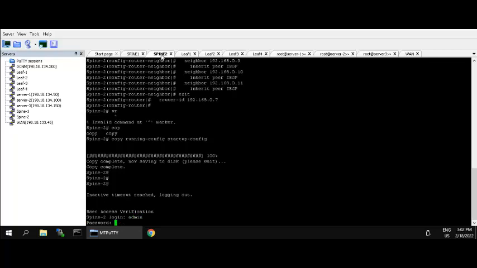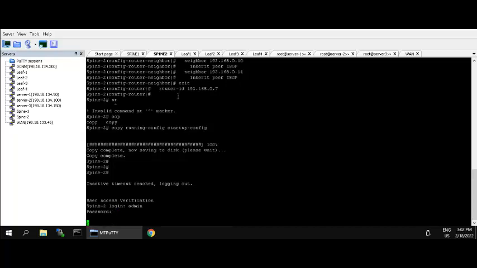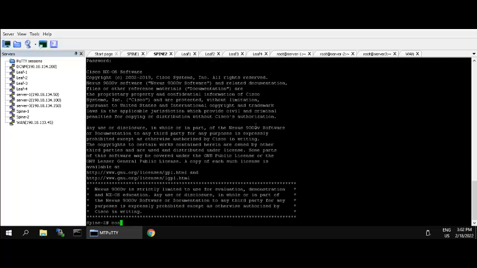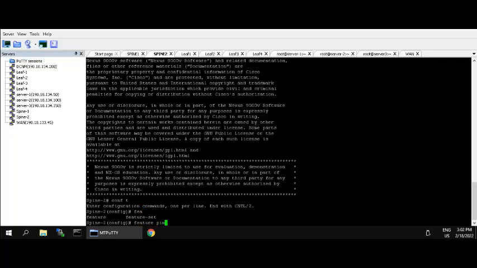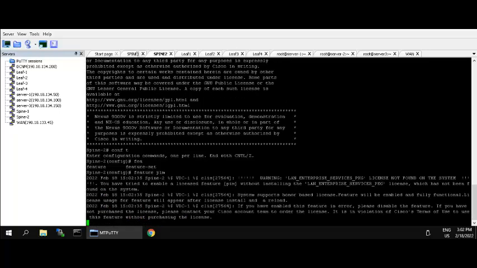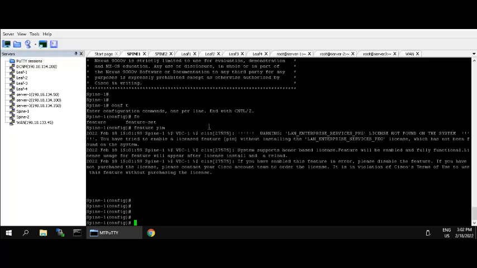Here also I'm going to say feature PIM. Done. Actually this needs to be put on all the devices. We need to put this on all devices, even including leaf. But before that, let us finish the spine thing.